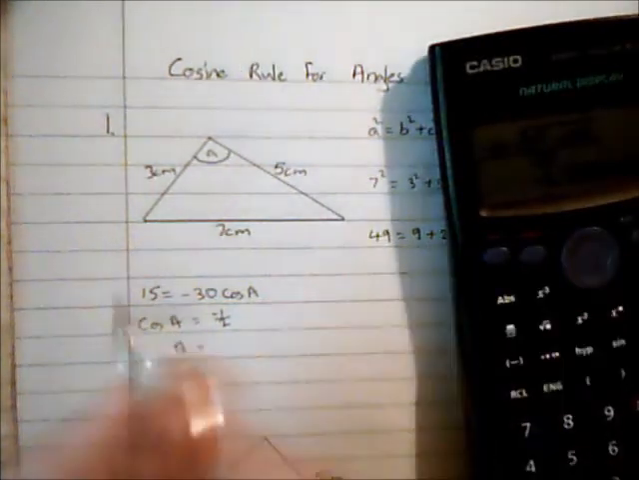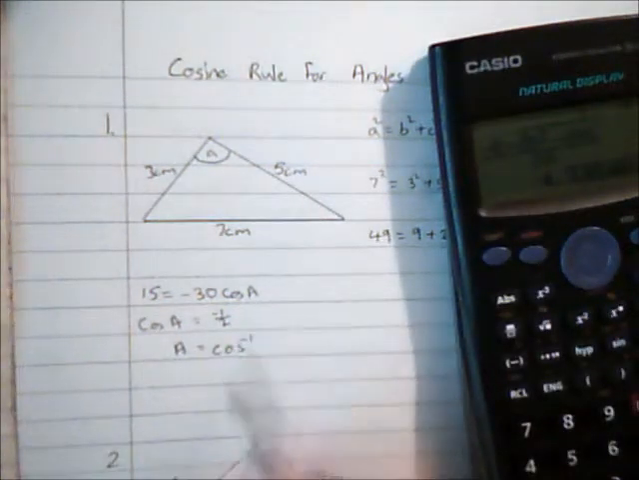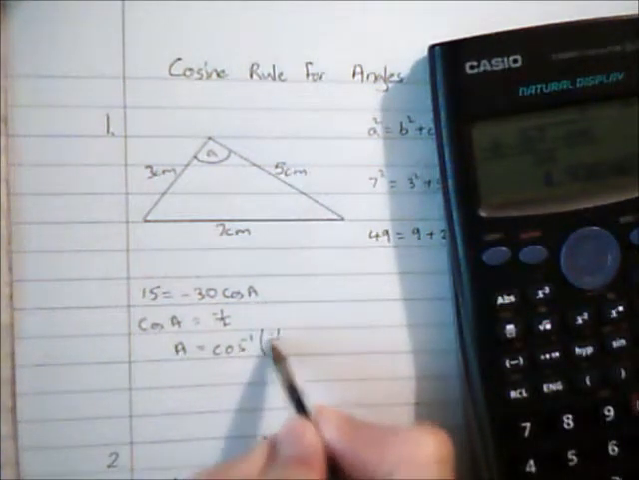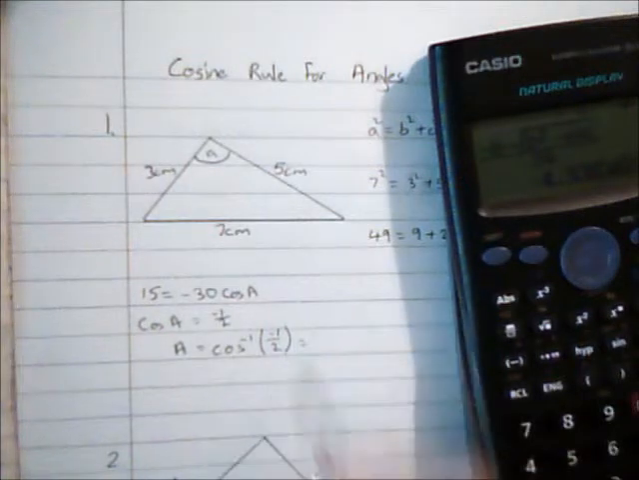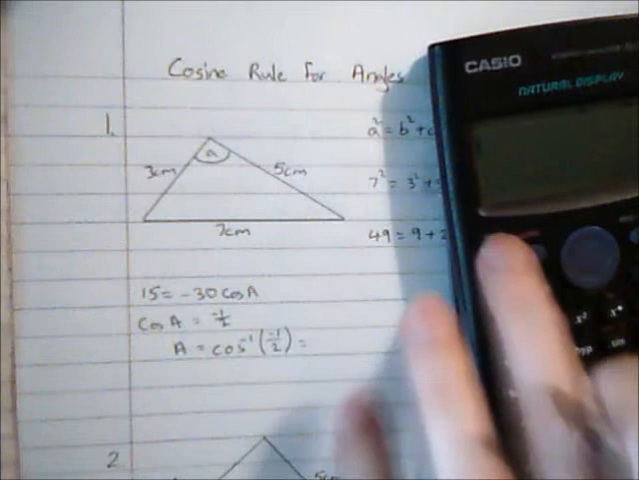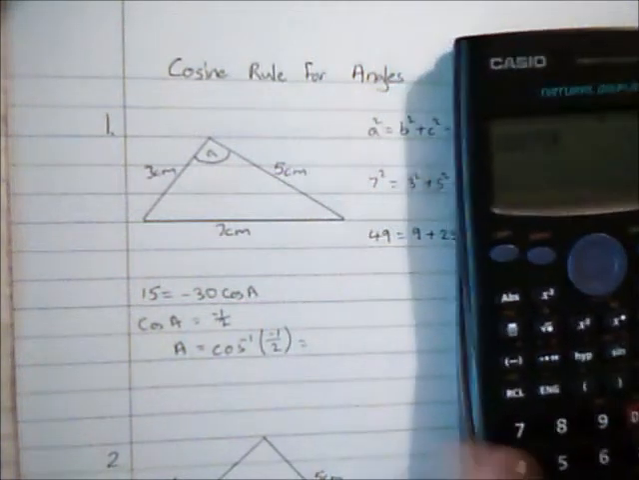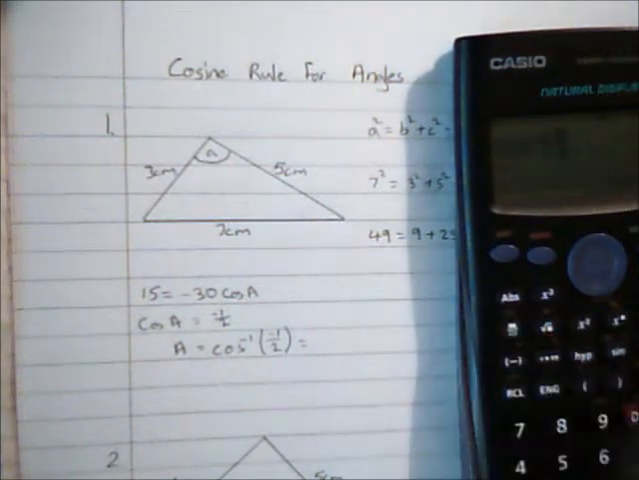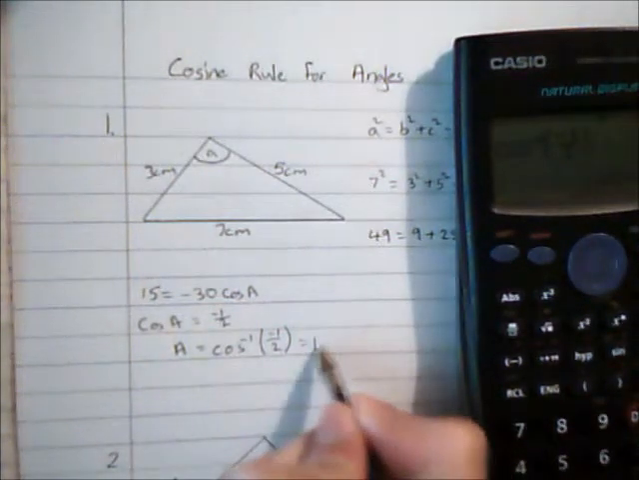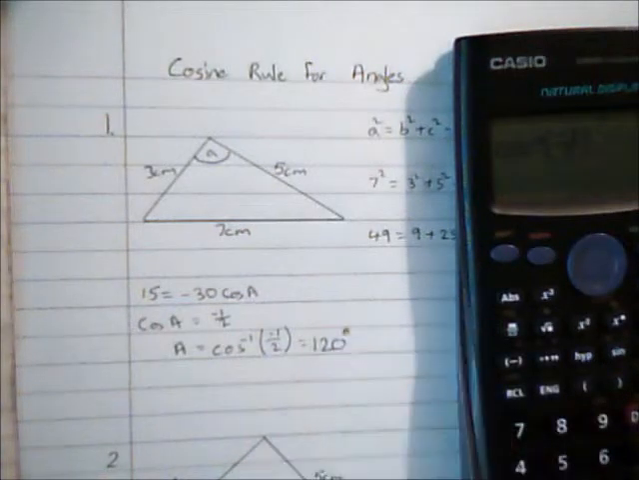So then A is going to be cosine to the minus 1 of negative a half. Remember this is also called arc cosine. So arc cos of negative a half gives me 120. So this angle is 120 degrees.